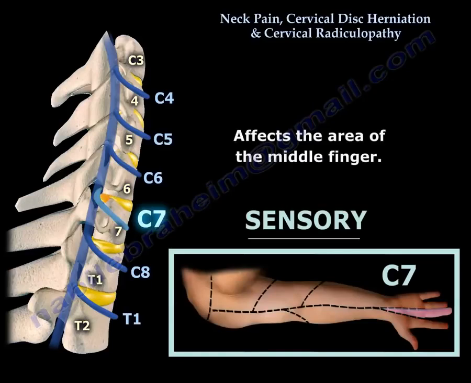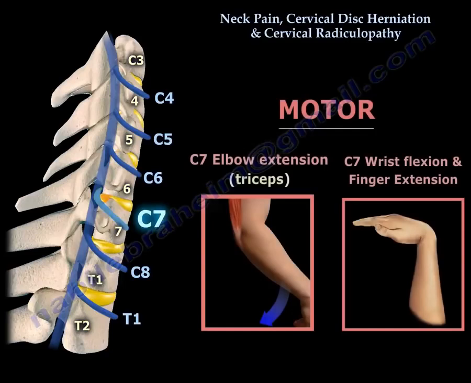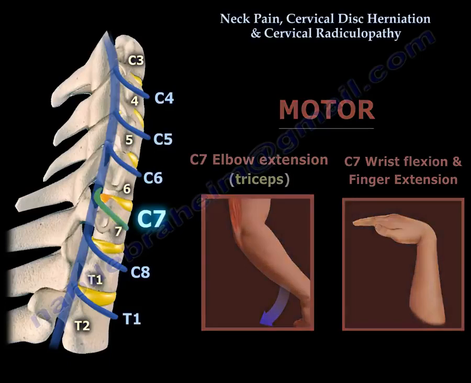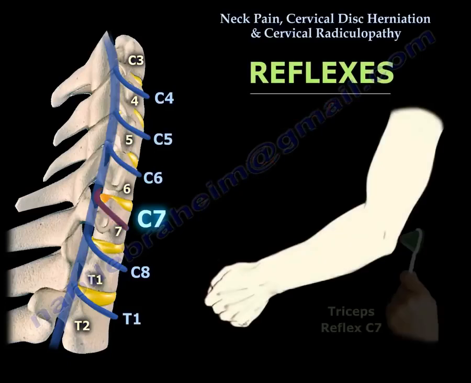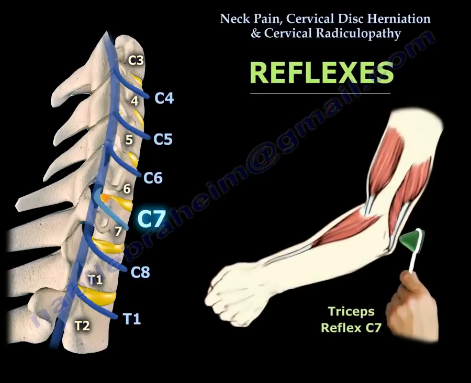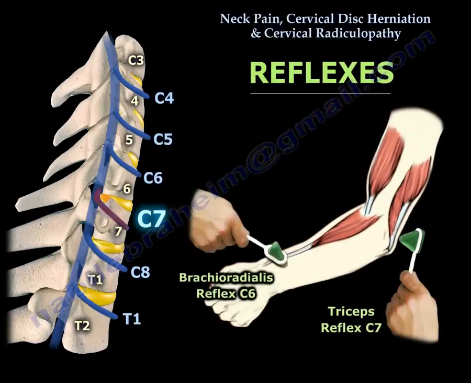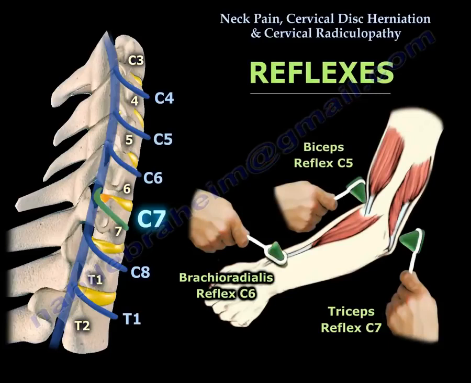The sensory in C7 will be the middle finger. The motor in C7 will be elbow extension, the triceps. It also will be wrist flexion and finger extension, assuming the shape of number 7. Reflexes. C7 is a triceps reflex, C6 is a brachioradialis reflex, C5 is a biceps reflex.